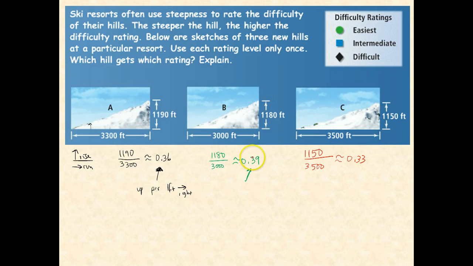So, looks like B is the most steep. So slope B gets the black diamond rating. And then A is the second steepest, so slope A will get the blue square. And then C is the easiest, so slope C gets the green circle rating. Cool.